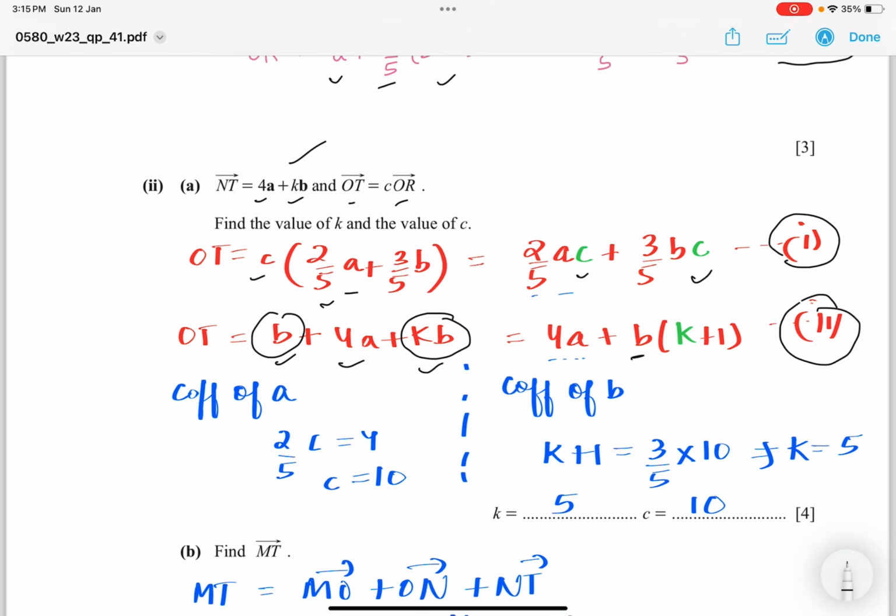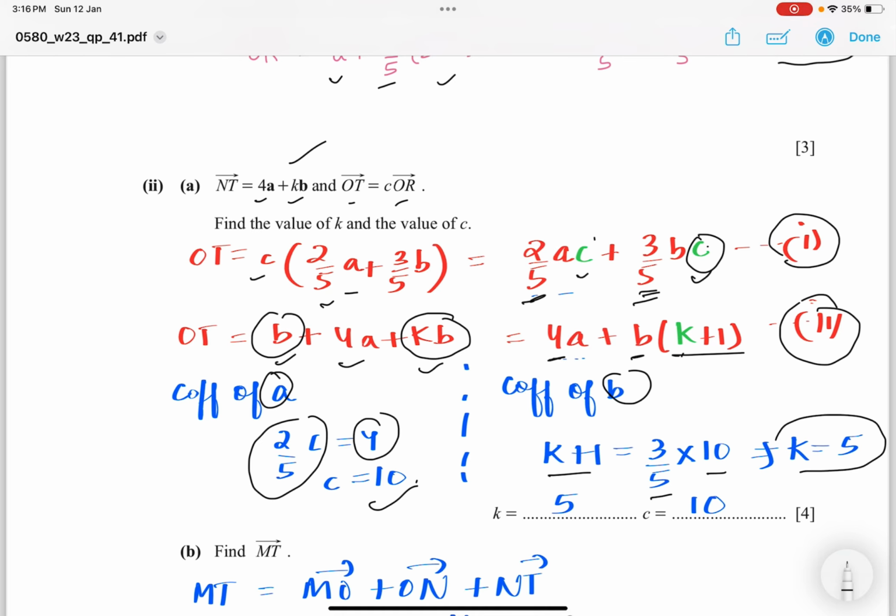Now we will compare the coefficients of A and the coefficients of B. The coefficient of A is 4 over here, and over here it is 2/5 C. So 4 equals 2/5 C, C equals 10. For the coefficient of B, K plus 1 equals 3/5 times C, and the C value was 10, so 3/5 times 10, so we will get K as 5. We got K as 5 and C as 10.